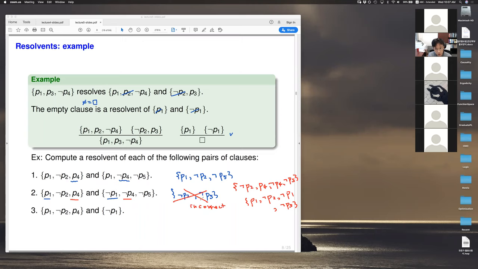Just to give you some sense, we're going to talk about this later in the so-called resolution lemma. But one thing that's guaranteed by the resolution rule is that if R is a resolvent of C1 and C2, then C1 and C2 always implies R. In this particular example, you can see that these two clauses don't imply the one on the right-hand side, where two literals are canceled. So this is an easy mistake that students can make. And for the third case, the resolvent is just canceling P1 on both sides, so it's going to be negation of P2 and P4.